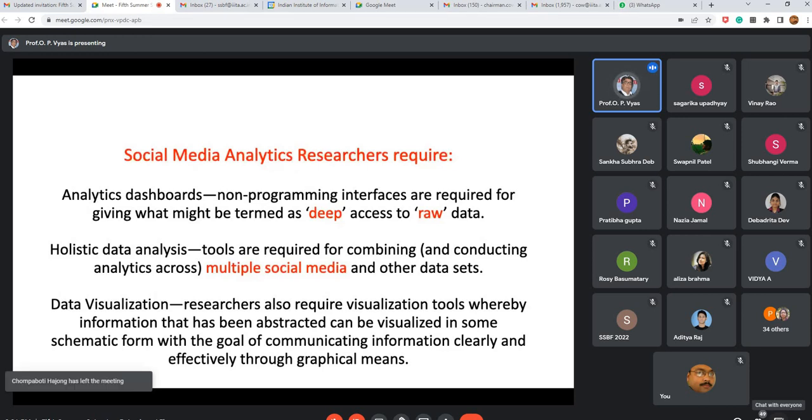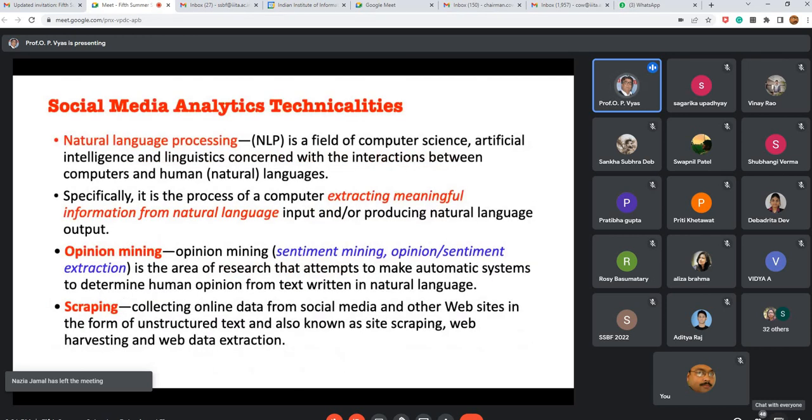The next important requirement is holistic data analysis. So you require tools for combining multiple social media. Why only Facebook and LinkedIn? I want to combine Twitter along with LinkedIn, along with some more news feeds. So combining them together and deriving meaningful information. That is holistic data analysis. Data visualization also requires a hugely important tool. So this also leads to the technicality, which I am going to define very clearly.